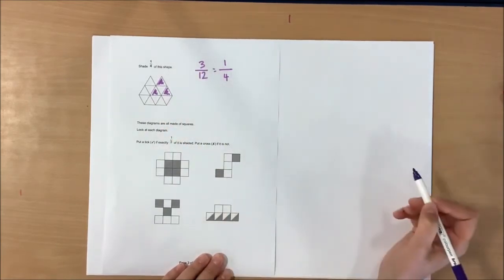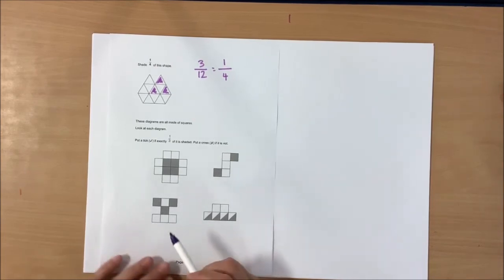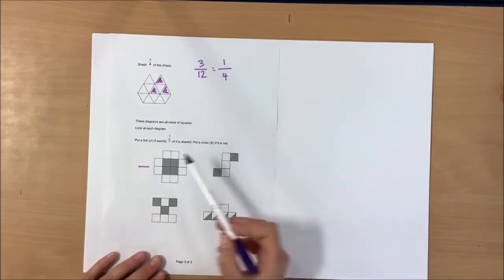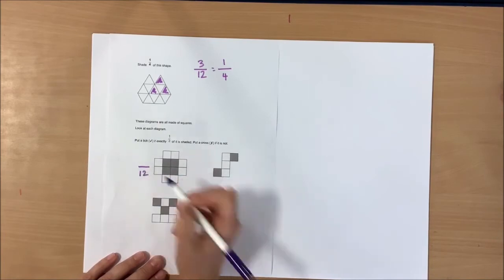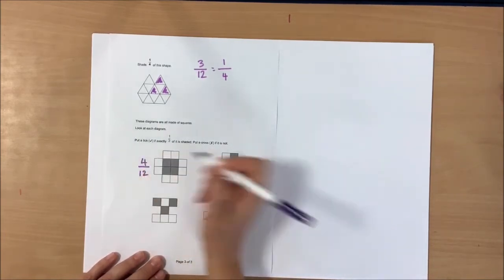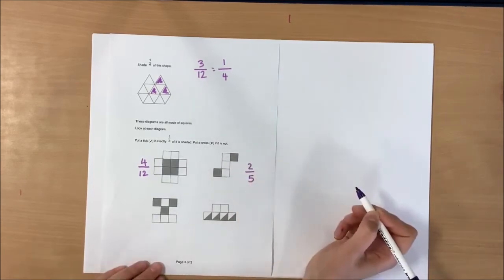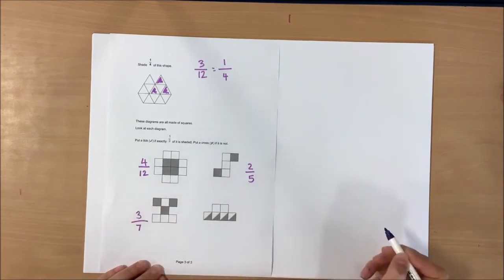No. Okay. These diagrams are all made of squares. Look at each diagram and put a tick if exactly 1/3 of it is shaded, a cross if it is not. Same thing. So we're going to work out the fraction of each one that's shaded first. So this shape, 2, 4, 6, 8, 10, is 12 equal pieces. 4 of them are shaded. This shape is 5 equal pieces. 2 of them are shaded. This shape is 7 equal pieces. 3 of them are shaded.